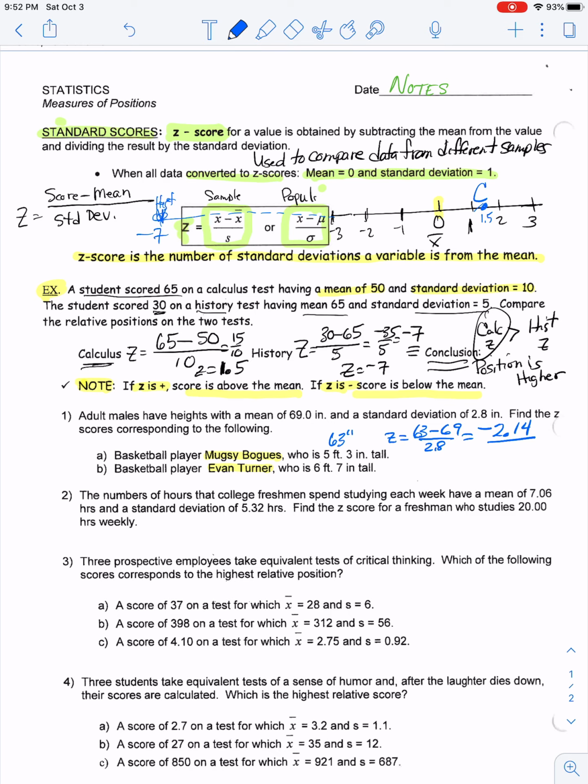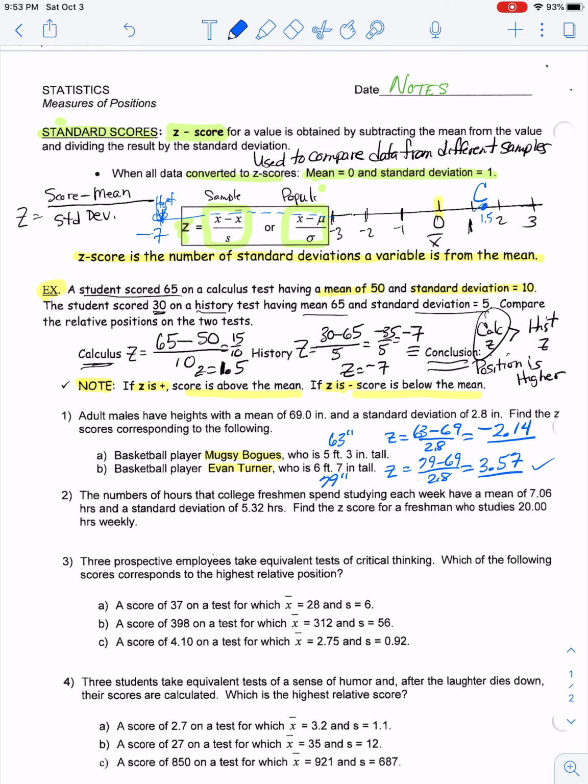Okay, so for Evan, he's 6 feet 7, which is 79 inches tall. So his z-score, we would do 79 minus 69, divide by 2.8. And let's see here, Evan is a 3.57 for his z-score. So he's almost 4 deviations above average. So that would say he's pretty tall.